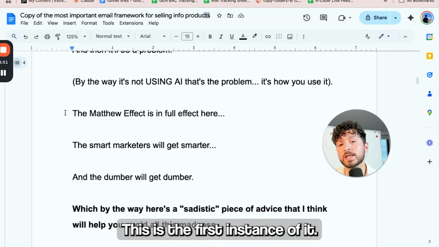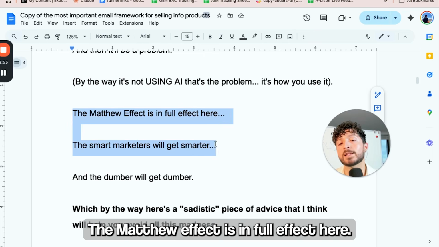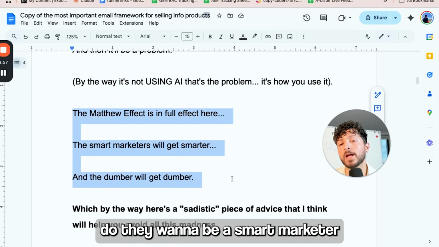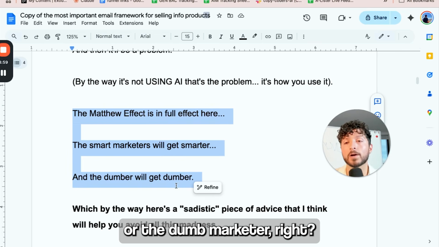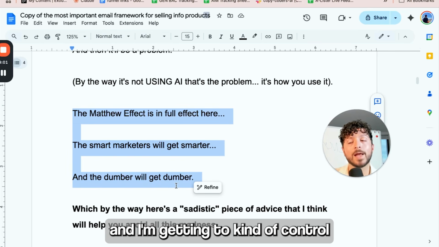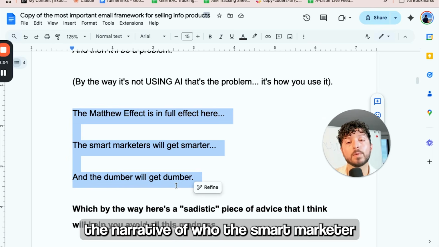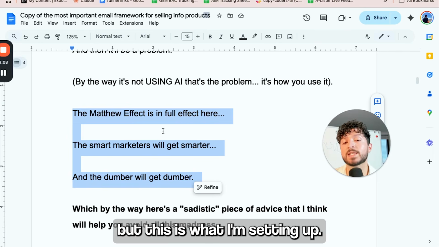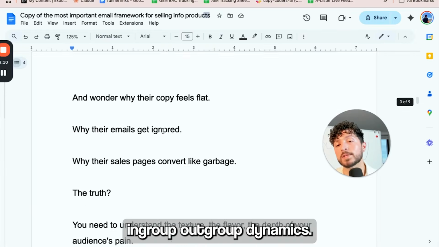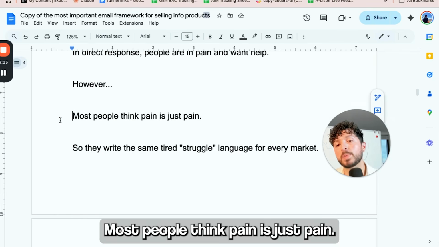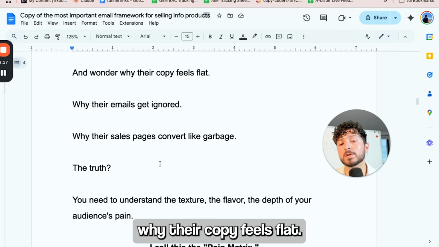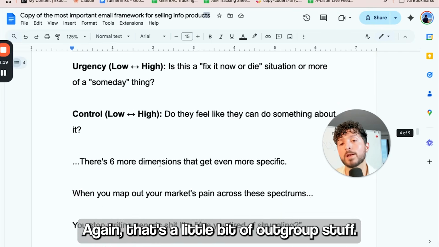So look at this. This is the first instance of it. The Matthew effect is in full effect here. The smart marketers will get smarter and the dumb will get dumber. As somebody is reading this and they're bought in, do they want to be the smart marketer or the dumb marketer, right? I'm already setting the frame, and I'm getting to control the narrative of who the smart marketer and who the dumb one is. Again, I actually have conviction and believe this, but this is what I'm setting up. That's not the only place where I use in-group, out-group dynamics. Most people think pain is just pain, so they write the same tired struggle language and wonder why their copy feels flat. Again, that's a little bit of out-group stuff.